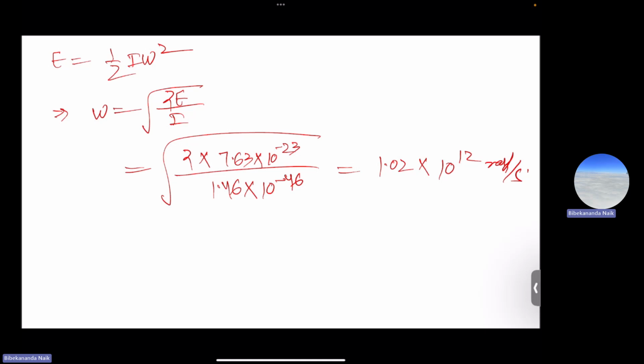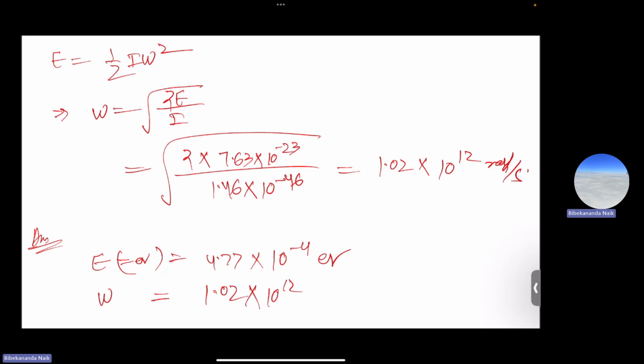So what are the answers? Energy in eV is 4.77 into 10 to the power minus 4 electron volt, and omega will be 1.02 into 10 to the power 12 radian per second.